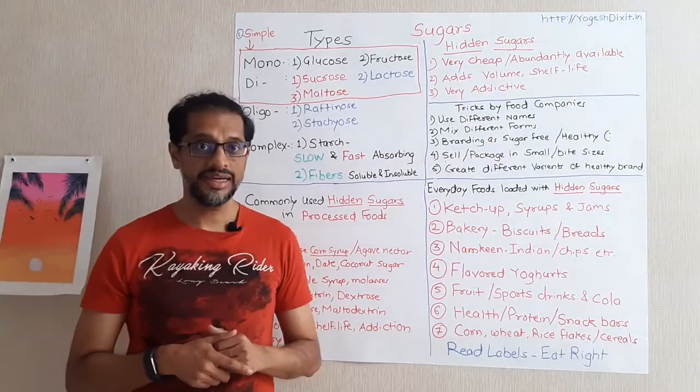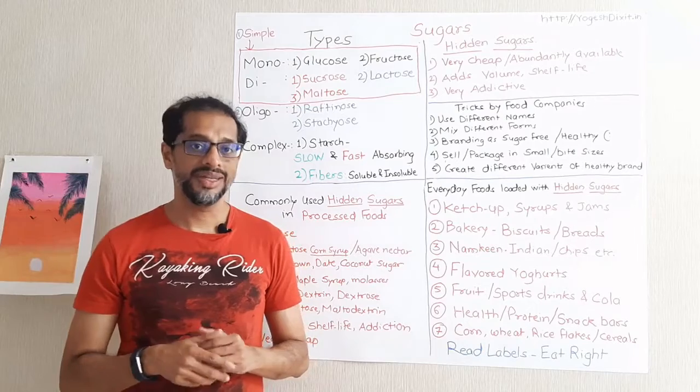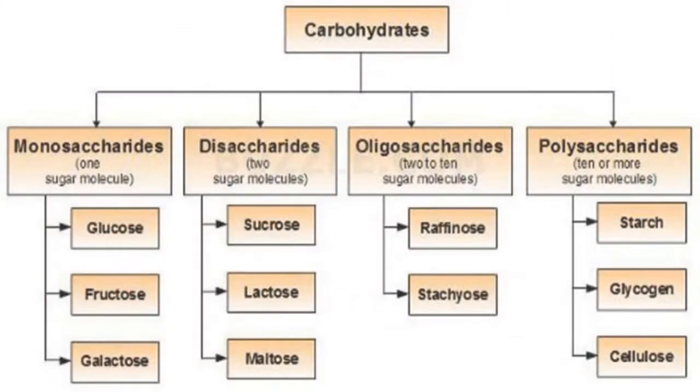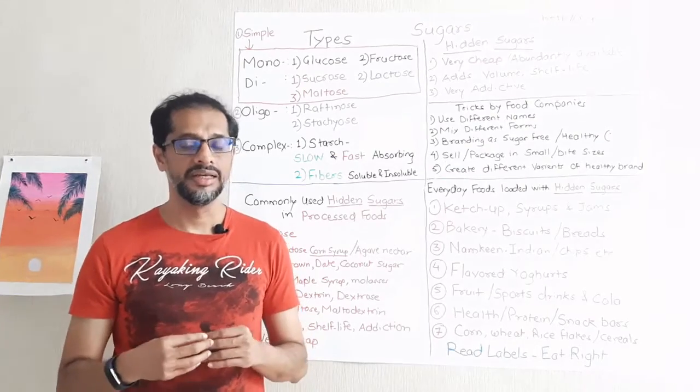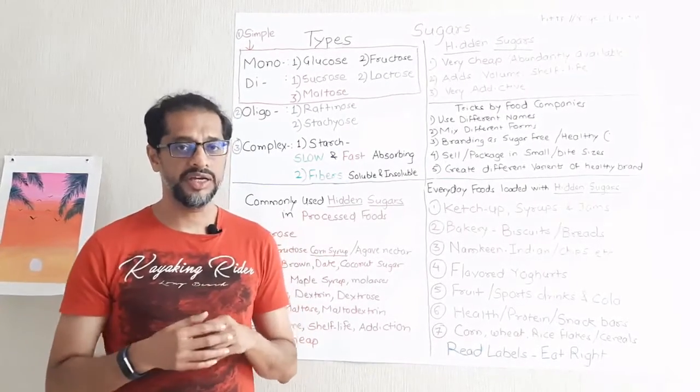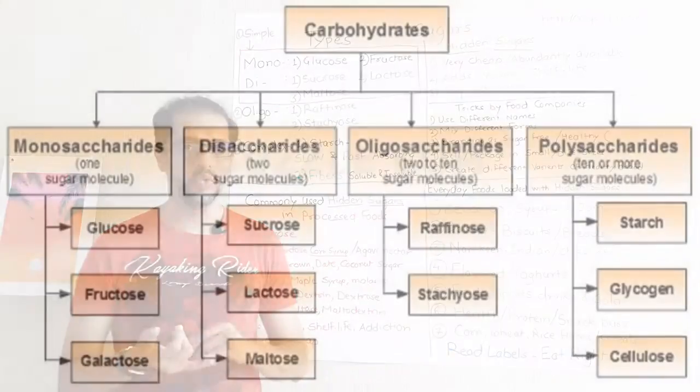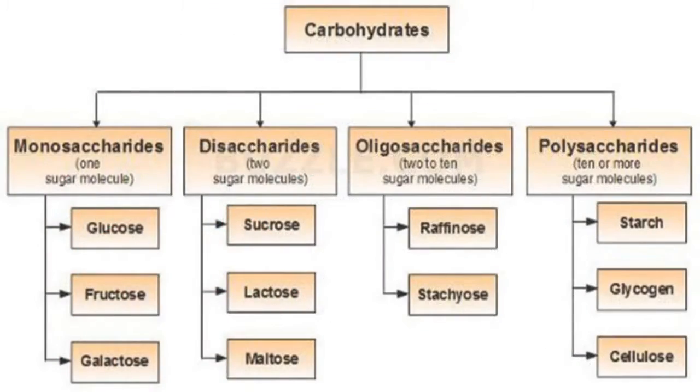So sugar is broadly categorized into three. One is simple, which is further divided into monosaccharide and disaccharide. Mono has only one sugar molecule and disaccharide has two different kinds of sugar molecules contained in it. And it is again further subdivided into many other forms like glucose, sucrose, fructose, lactose, maltose, and so on and so forth.